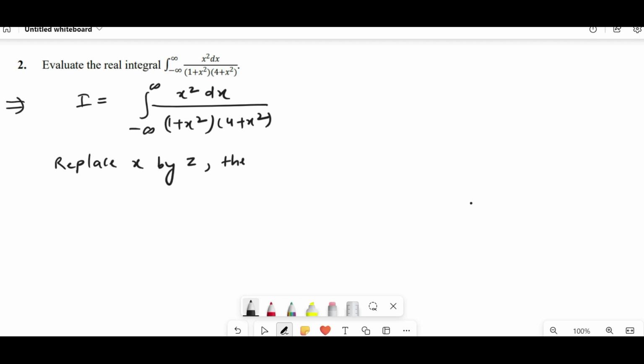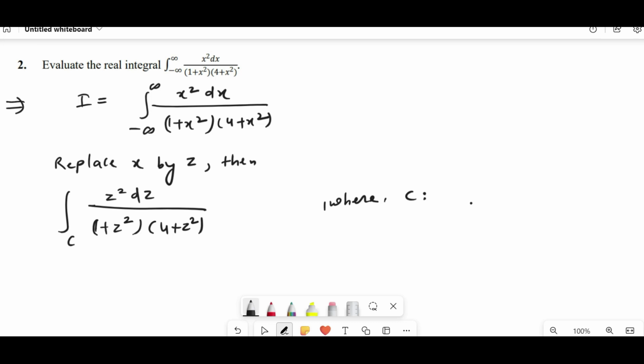then the integral will be changed into a complex integration over the curve C, z square dz over 1 plus z square, 4 plus z square, where the curve C is a circle centered at 0 having a radius r.